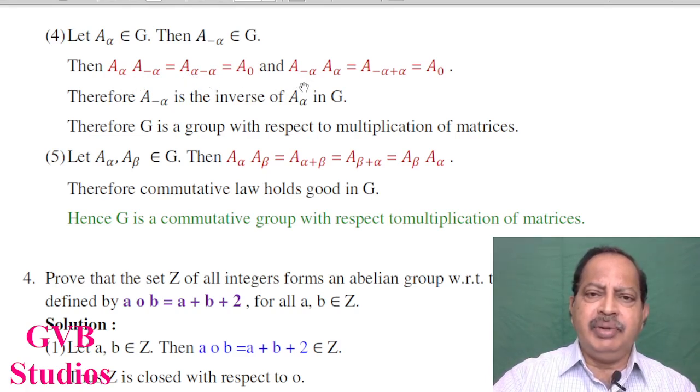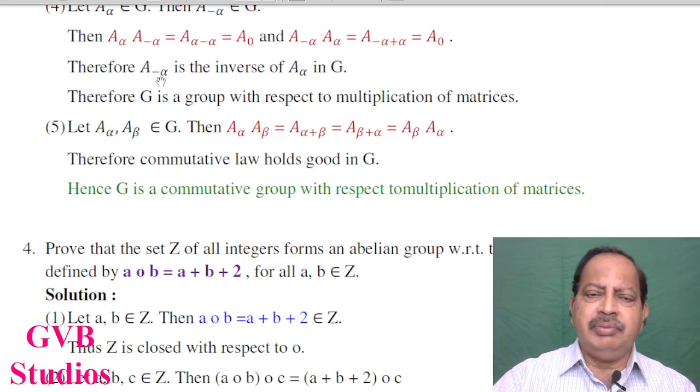And on the other side, A minus alpha into A alpha is equal to A minus alpha plus alpha, which is equal to A0. So on the left side and on the right side, we get the same element A0. So the inverse element property is verified here. Therefore, we say that A minus alpha is the inverse of A alpha in G.